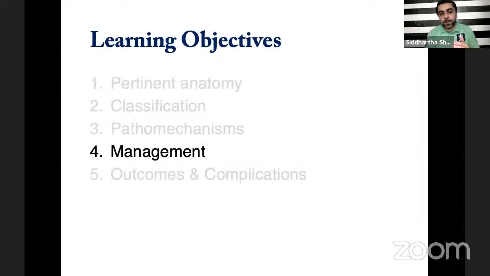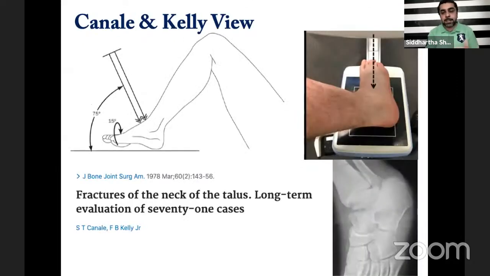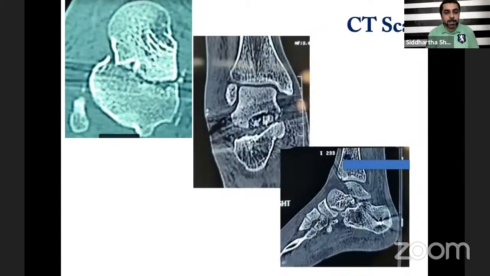So now coming on to the main part of this talk, which is how to get these talus fractures right. So workup includes all your standard views as well as a CT scan. For the postgraduate students, again, this is how you do a Canale view, and it beautifully demonstrates the neck profile of the talus. A CT scan helps you delineate the fracture anatomy.